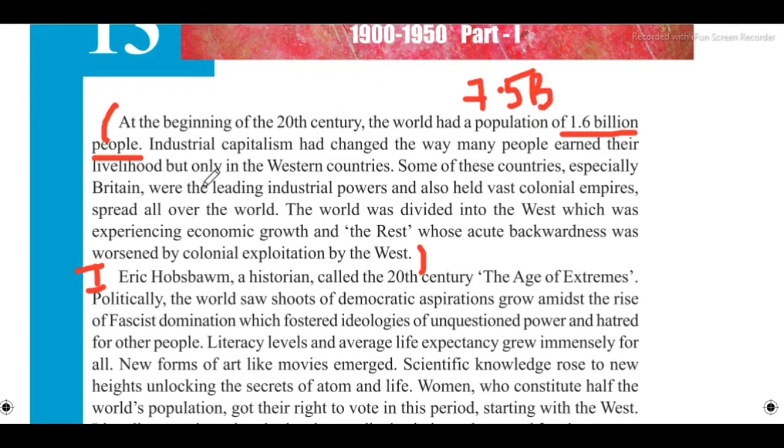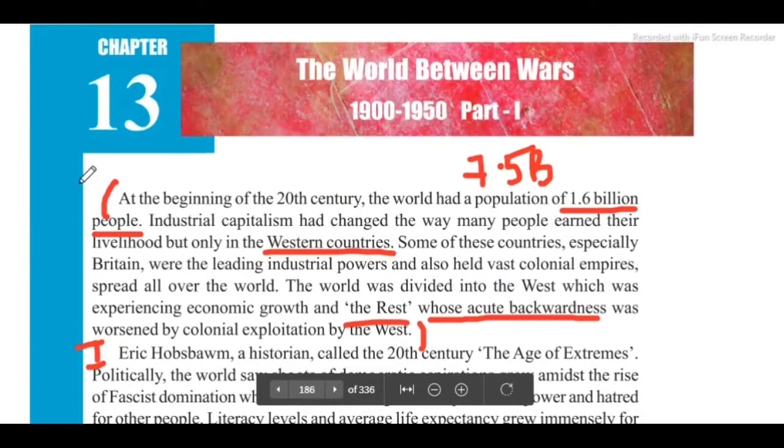The second important point in this paragraph is the world during that period was divided into 2. One, the Western countries, another one, the rest. The Western countries were progressing with industrial capitalism, and not only that, they are just colonizing the rest of the world and exploiting their wealth. Whereas the rest of the world was lying under acute backwardness. Clear? These 2 points are very important in this paragraph.